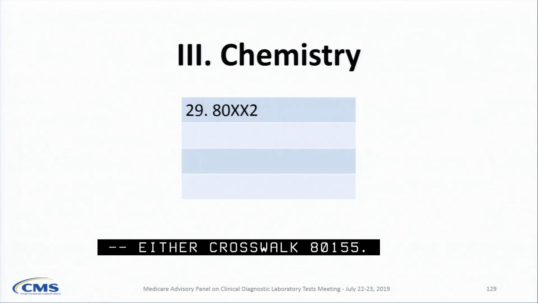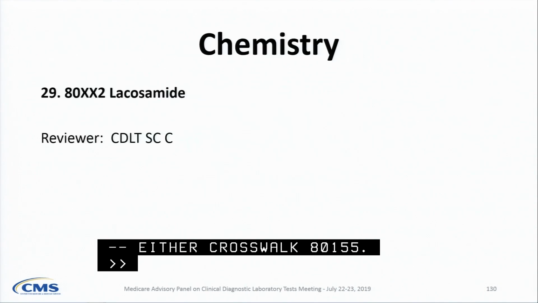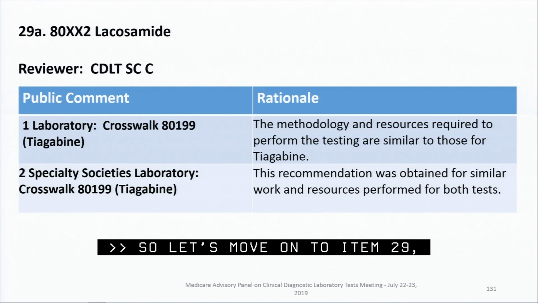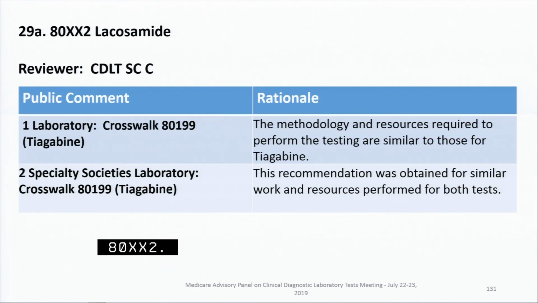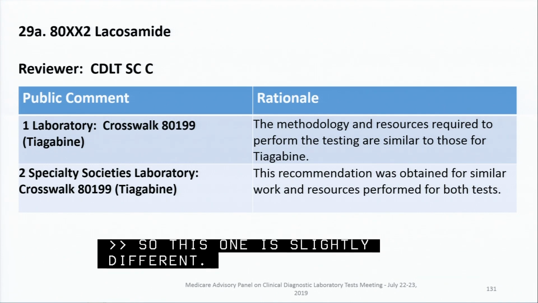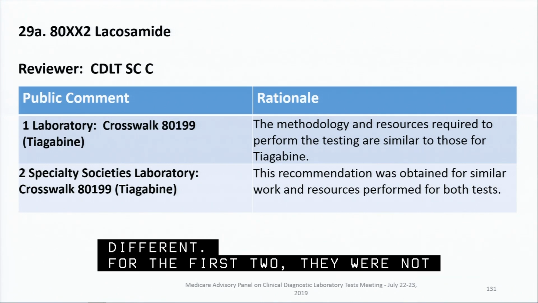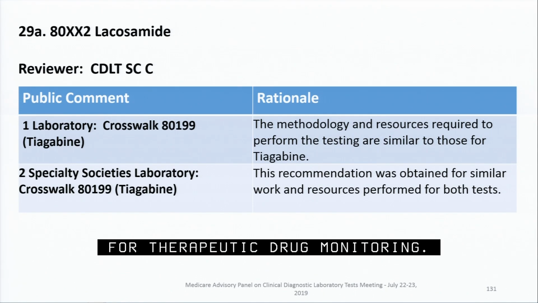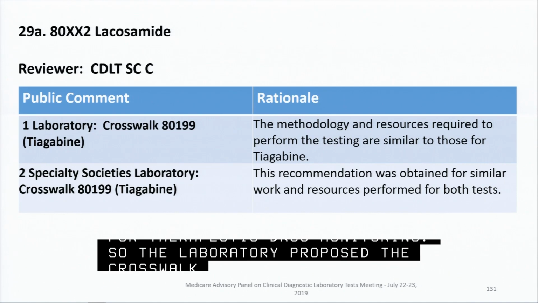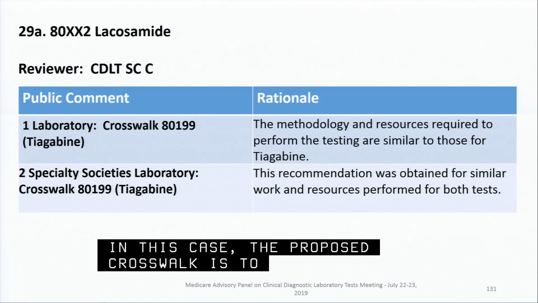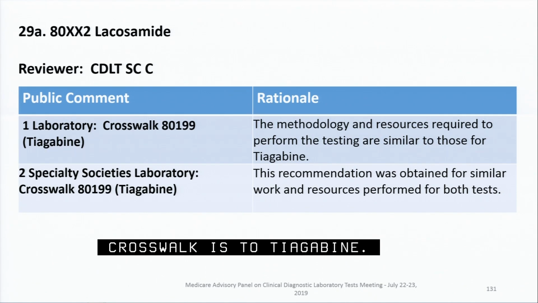Okay. So let's move on to item 29, 80XX2, lacosamide, Subcommittee C, Dr. Clark. So this one is slightly different. For the first 2, there weren't class-specific codes existing for therapeutic drug monitoring. And so the laboratory had proposed the crosswalk to caffeine. In this case, lacosamide is an anti-epileptic drug, and the proposed crosswalk is to tiagabine, which is also an anti-epileptic drug. So the consensus crosswalk from our subcommittee is 80199.